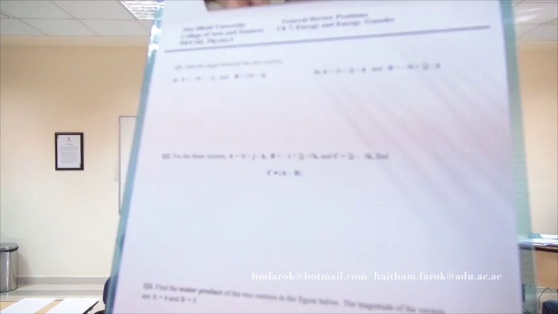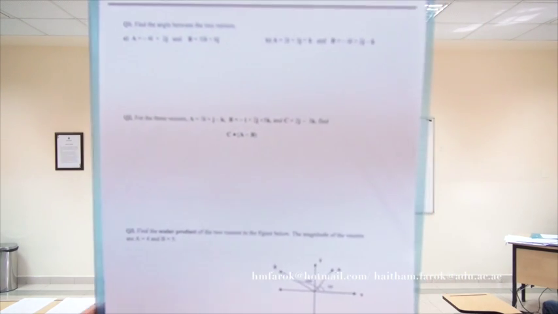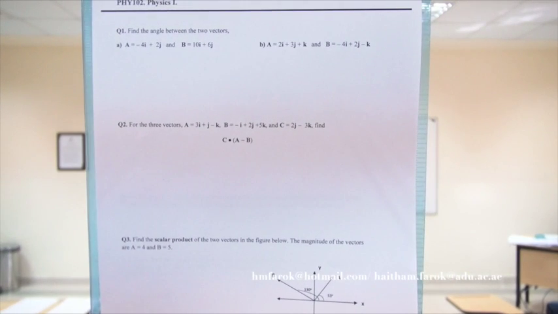What do you see on the first page? Question 1, 2, 3. These are just questions about how to use dot product. If you have vector A dot vector B, what we learned early on during the course. So finding the angle between two vectors, yeah? How to do dot product. So question 1, 2, 3, it's just a practice on this.